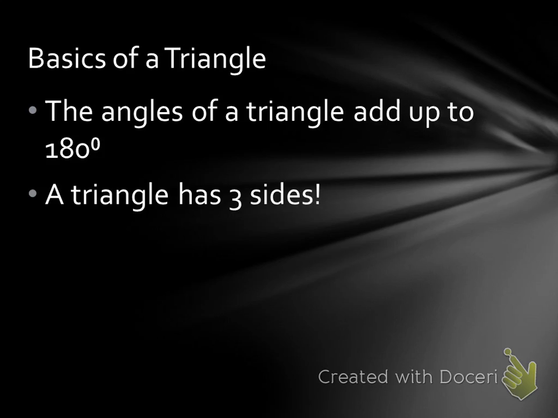All right, the first thing you need to know is what are the basics of a triangle? This seems a little elementary, but you do need especially to know the first one. The angles of a triangle add up to what? 180 degrees. So we're going to use that information to find the measures of unknown angles of triangles. And a triangle has exactly how many sides? Three. Can't have four, can't have two, it has to have three. So three sides make up a triangle.